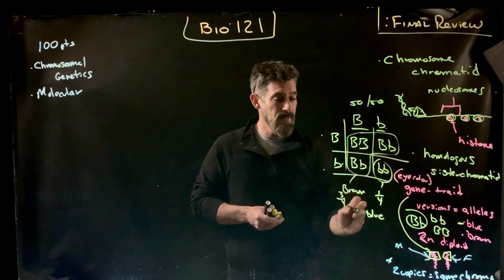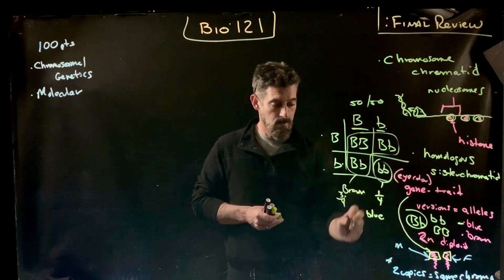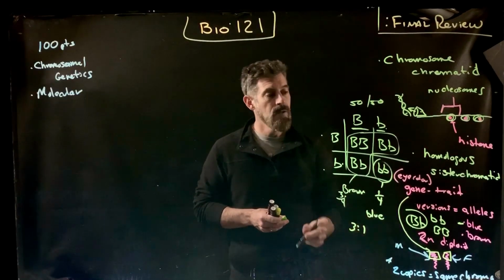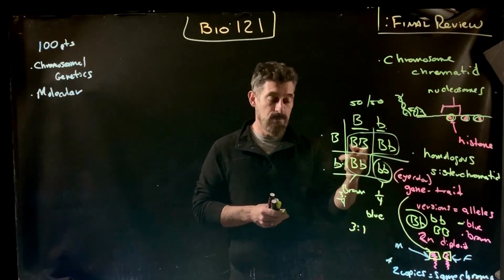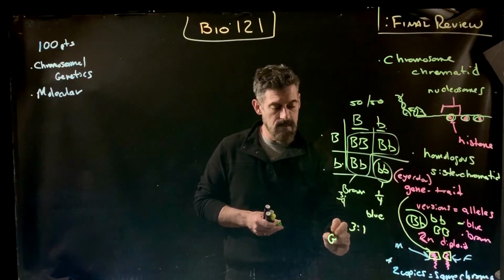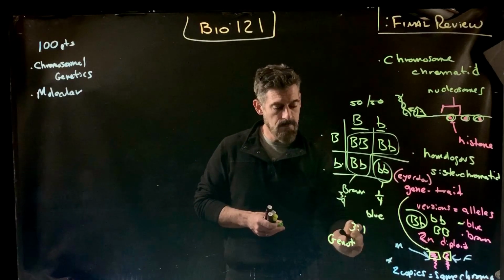So in general, that's a 3:1 ratio. That's what we call a phenotypic ratio, because that's what they look like. But the genotypic ratio is different. So you have to know that term, genotypic.